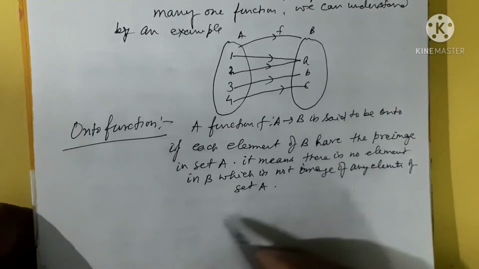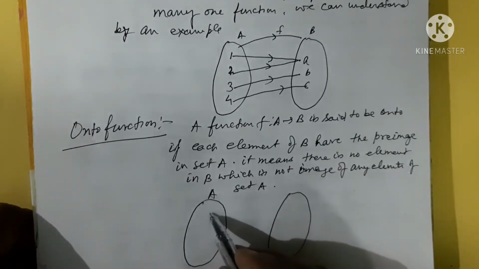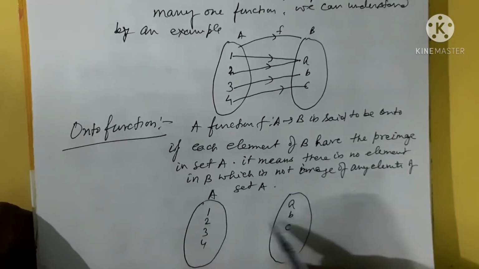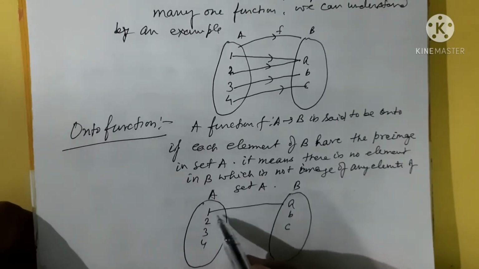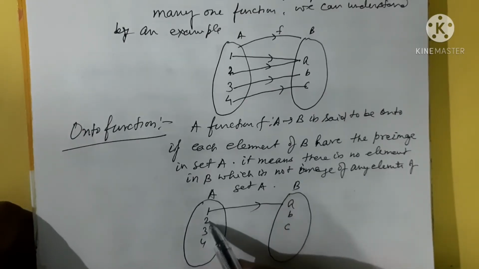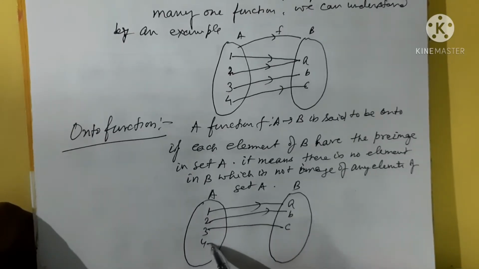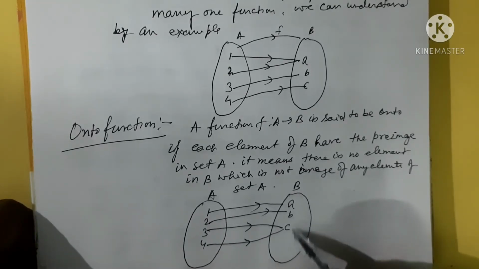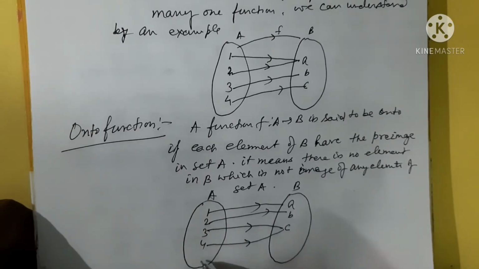We can understand with an example. Let there be two sets A and B in which 1, 2, 3, 4 are the elements of set A and a, b, c are the elements of set B. Let the image of 1 be a and image of 2 be b and 3 and 4 have the same image c. Since there is no element left in set B which has no pre-image in set A, therefore this is the onto function.